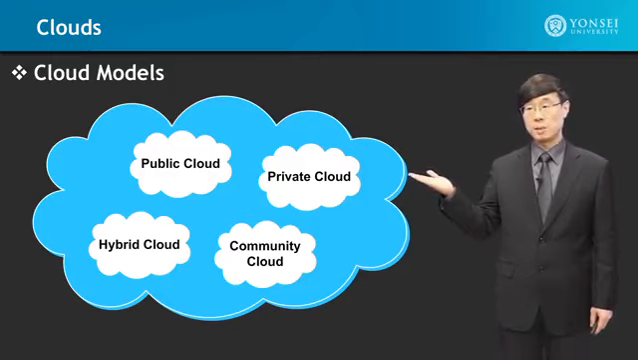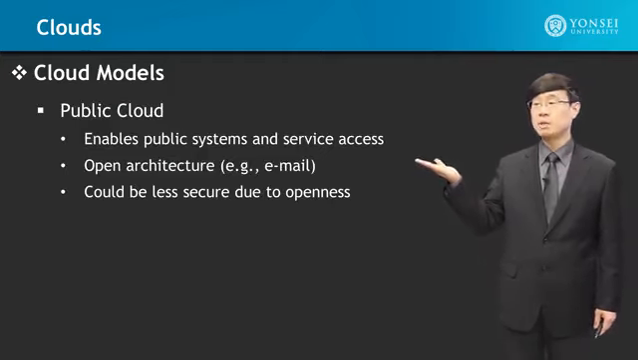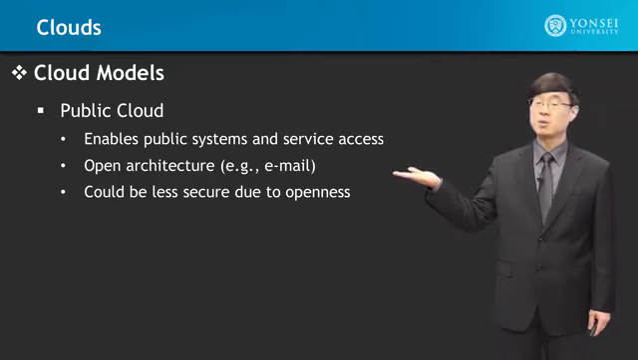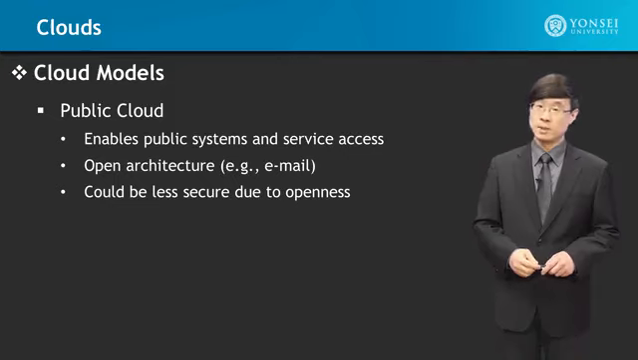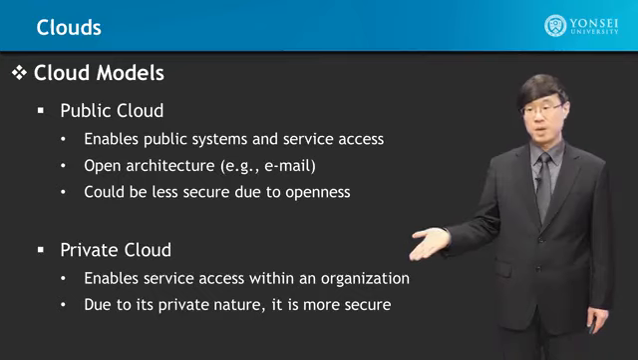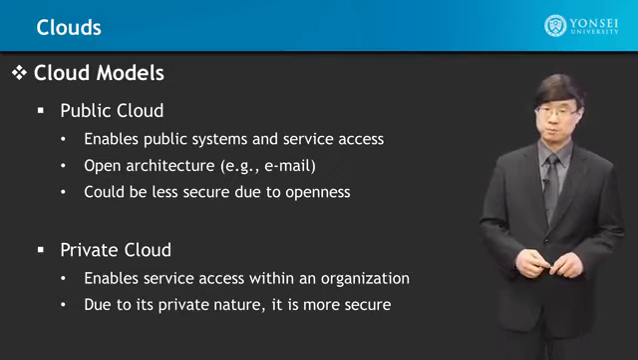Cloud models include public cloud, private cloud, hybrid cloud, and community cloud. A public cloud enables public systems and service access. It is based on open architectures such that it is possible to receive and send emails and look at websites. And it could be less secure due to the fact that it is open and publicly accessible. Private clouds enable service access within an organization. Due to its private nature, it is more secure and more difficult to get access to.